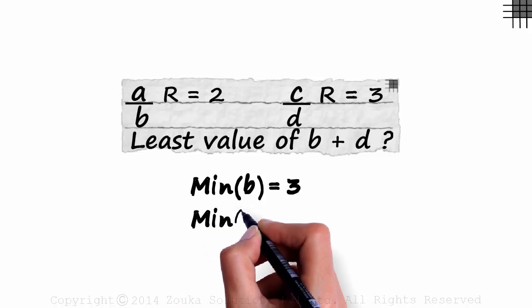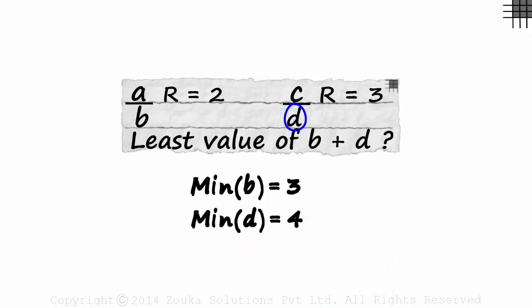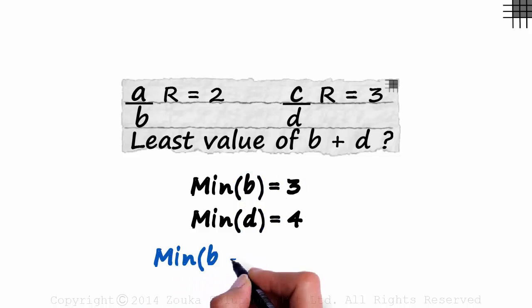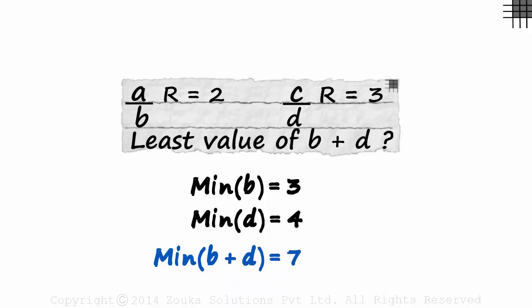Similarly, the minimum value of D will be 4. As the minimum values of B and D are 3 and 4, the least or the minimum value of B plus D will be 7, the sum of 3 and 4.